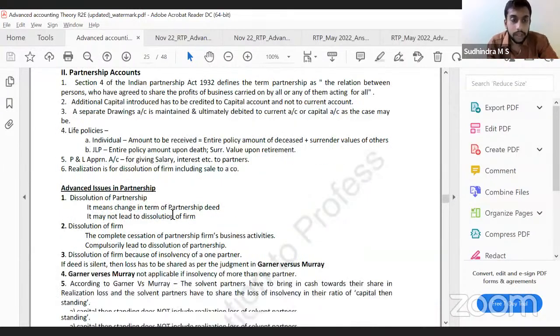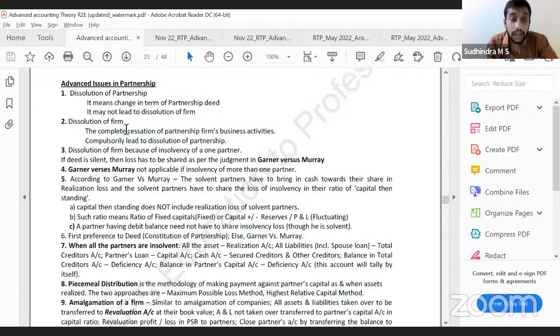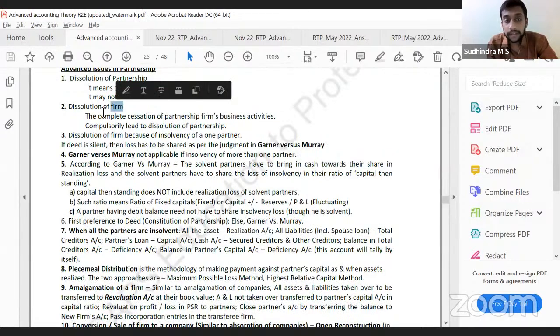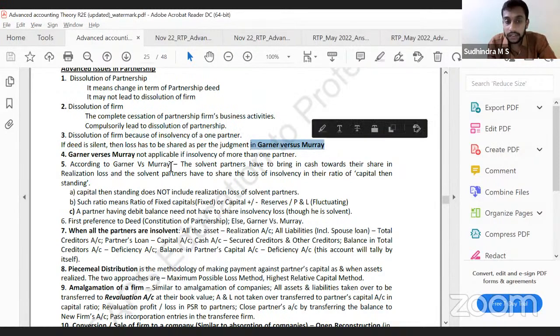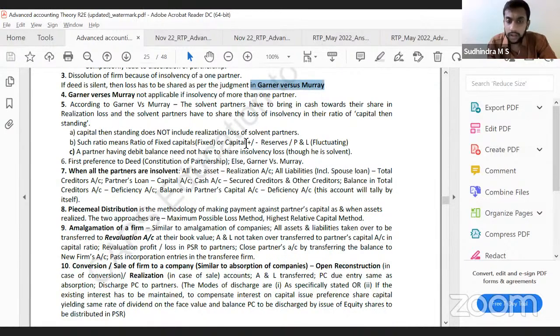So at dissolution, again, dissolution of partnership and dissolution of partnership firm are two different concepts altogether. Dissolution of partnership firm compulsorily leads to dissolution of partnership, but the vice versa need not be the case. Correct? So in case of insolvency of one partner, if the deed is silent, then only we go with the Garner versus Murray rule. What does the Garner versus Murray rule say?